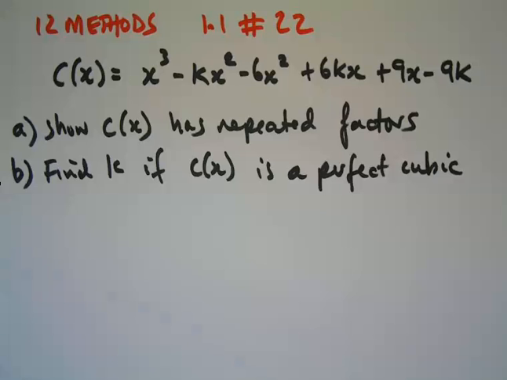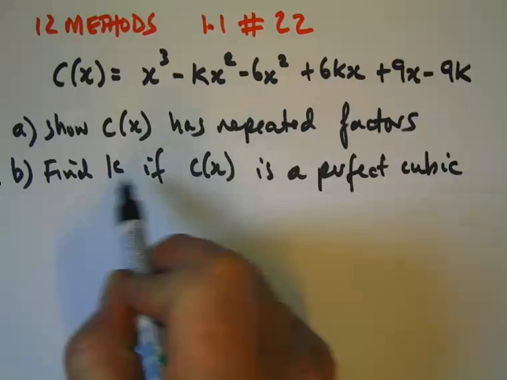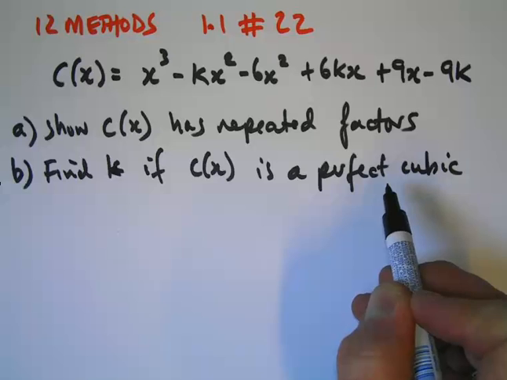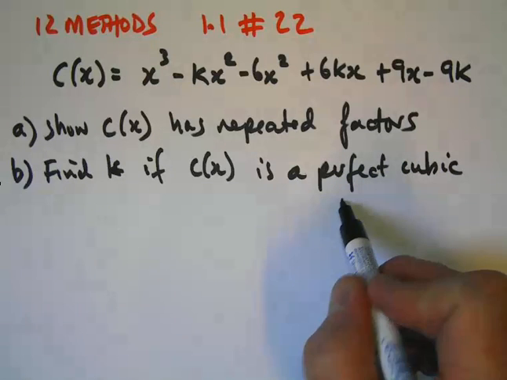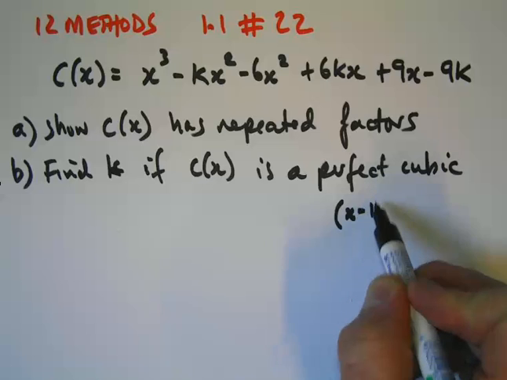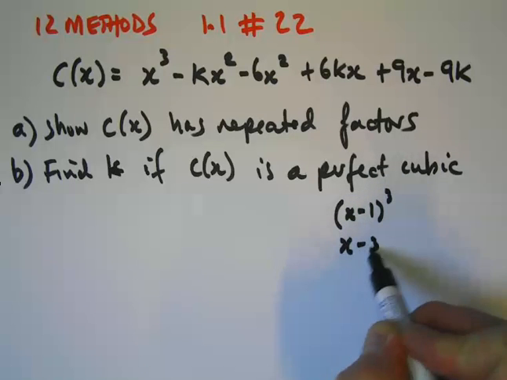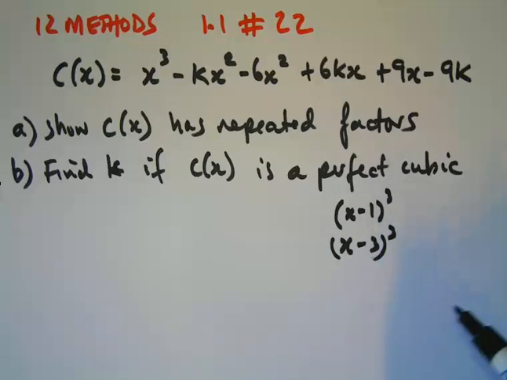This is for Year 12 Methods, and it is 1.1 question number 22. If c of x equals this expression, part A is show that c of x has repeated factors, and part B, find the value of k if c of x is a perfect cubic. Remember, a perfect cubic would look like x minus 1 cubed or x minus 3 cubed. It has the one factor, and that factor is raised to the power of 3.